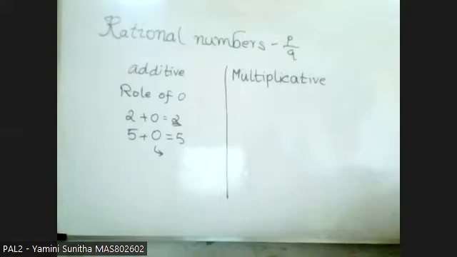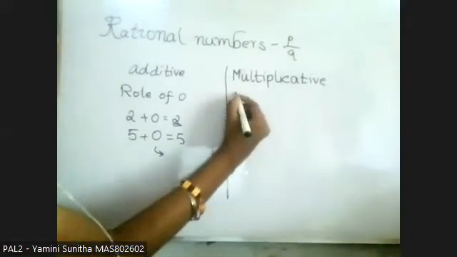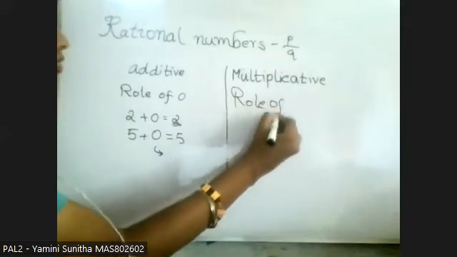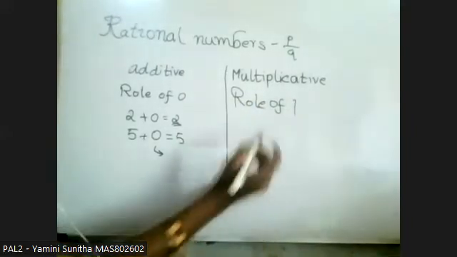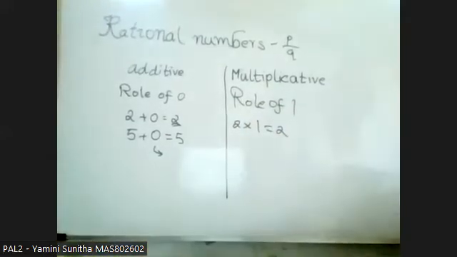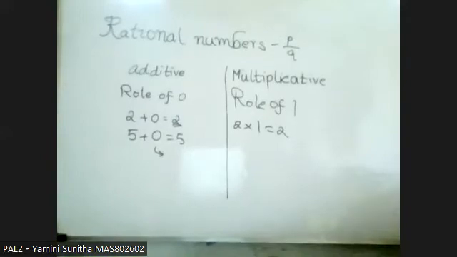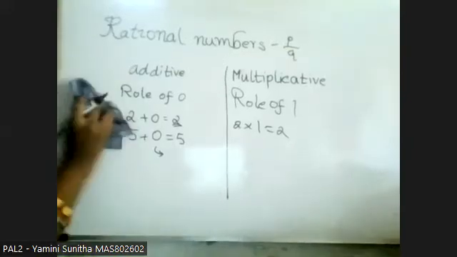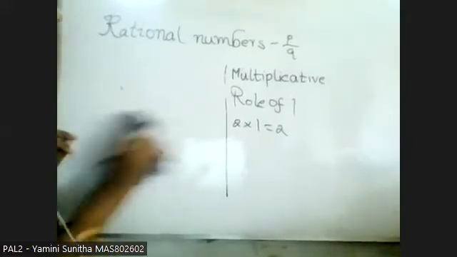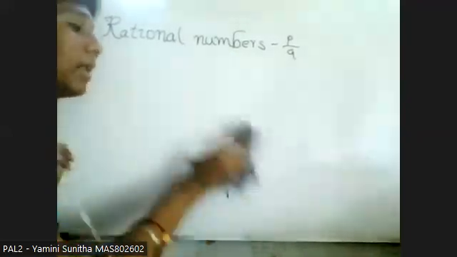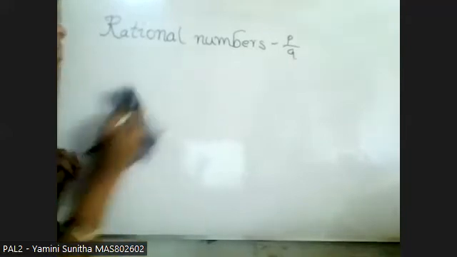Next, multiplicative identity. We'll discuss the role of 1. What is 1? Any number when multiplied with 1 will provide the same number. So in addition with 0, same result. In multiplication with 1, same result. This is what we covered in our last class. Next we'll see what a reciprocal is, and after that how to represent rational numbers on a number line. These two concepts are still pending.